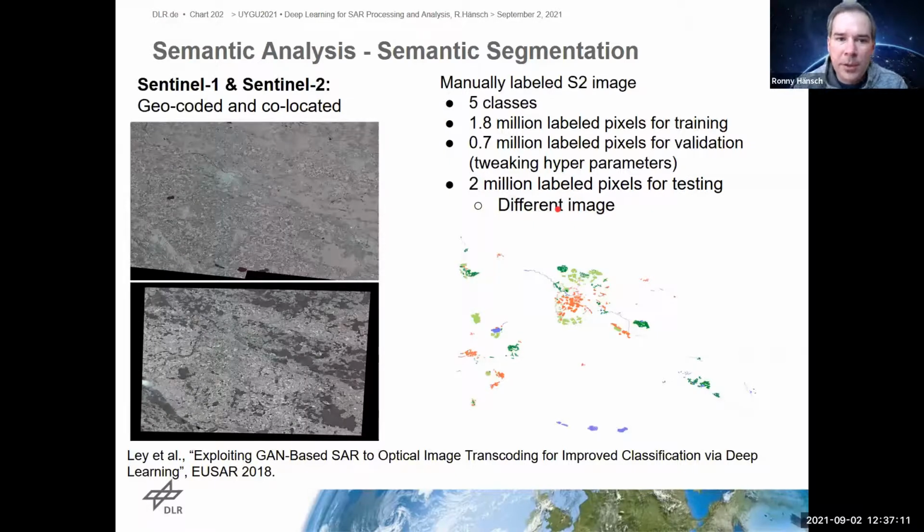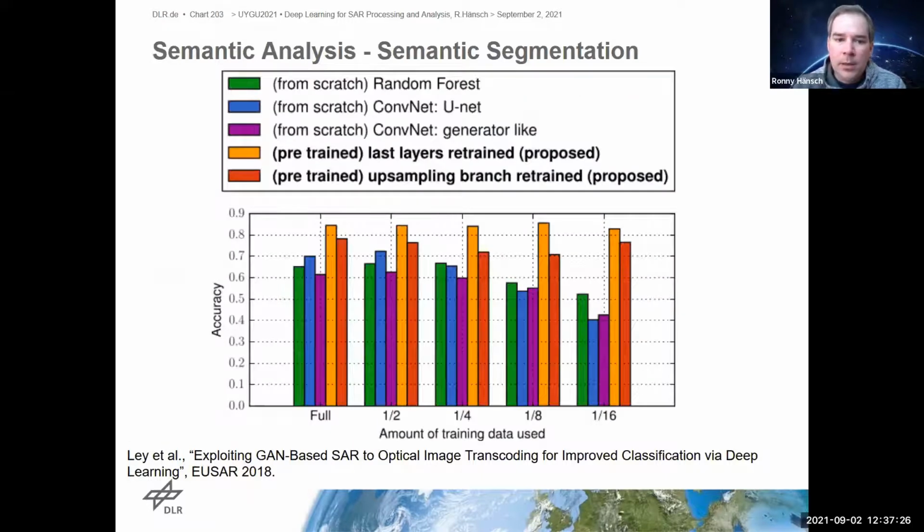We have two pairs of Sentinel images over an area in Poland. We hand labeled a couple of millions of pixels in both of them. We use one image for training and the other one for testing, and for training different amounts of data. And here you see again the plot from before, with the two convolutional networks that have been trained from scratch on different amounts of training data. The random forest, the shallow learner that was outperforming the deep neural network for a small amount of data.